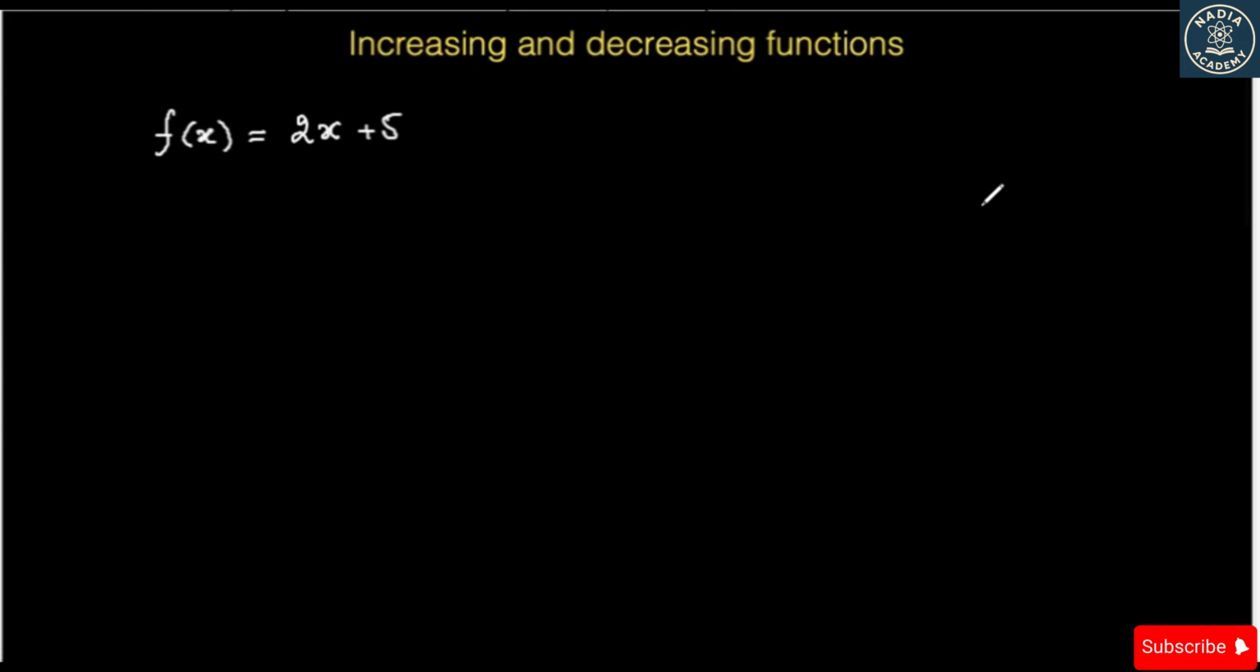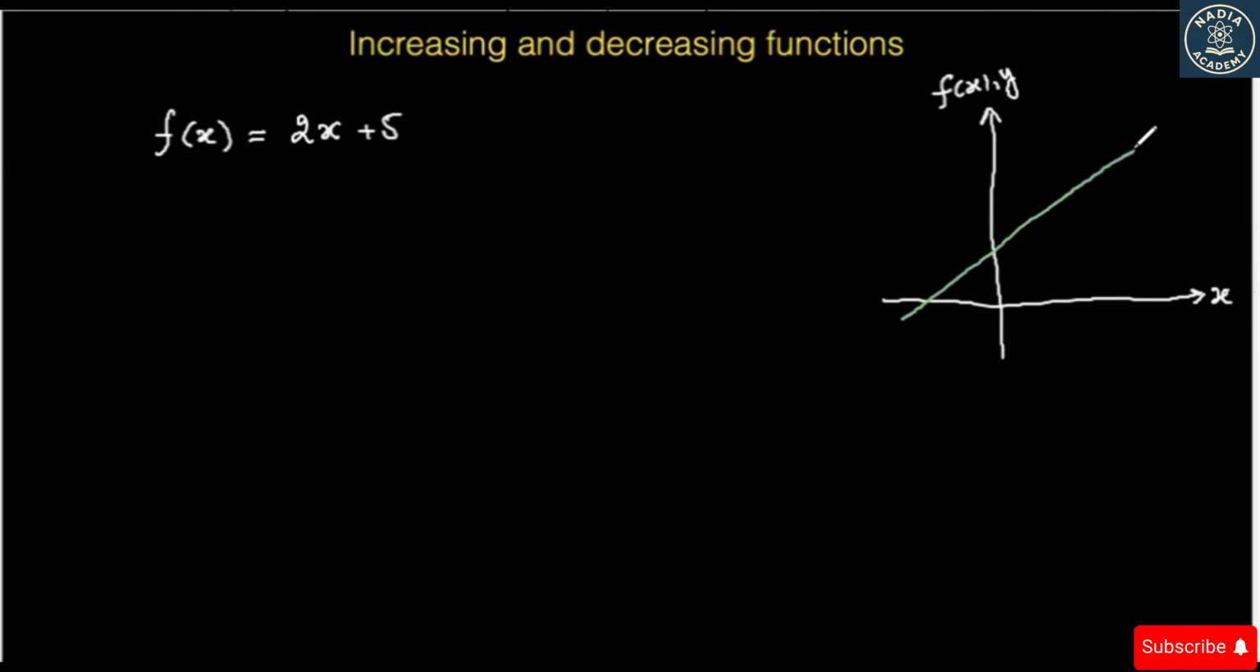So it is a linear equation, and its graph will look like a straight line. For example, we have the x-axis over here, which is our independent variable, and we have f of x along the y-axis. You can also call it y, which is the dependent variable. Now this graph will look like the following: a straight line crossing the y-axis at 5, and this straight line has a gradient of positive 2.